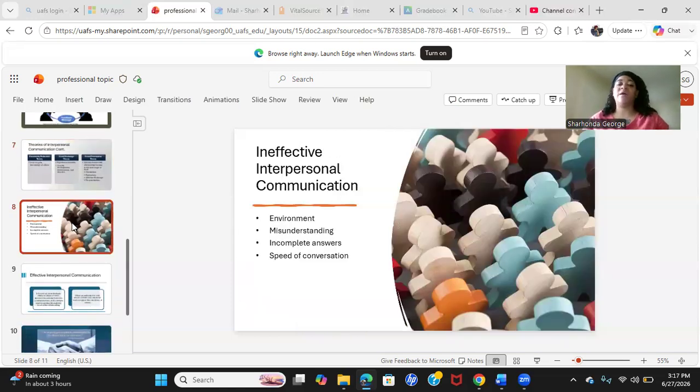Then we have ineffective interpersonal communication. This is huge because your environment has to be conducive to your audience. Misunderstandings can happen, incomplete answers, and speed of conversation. So this is where ineffective communication comes in, when these things are not in line with each other.